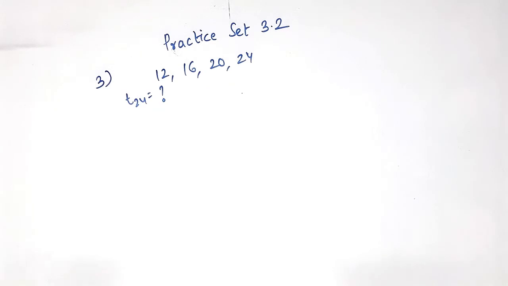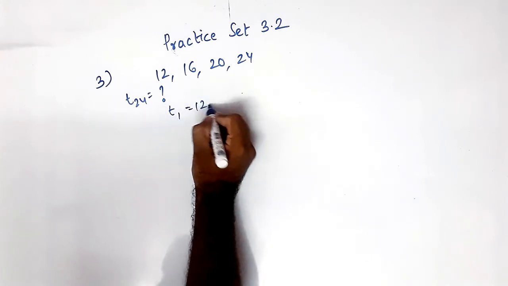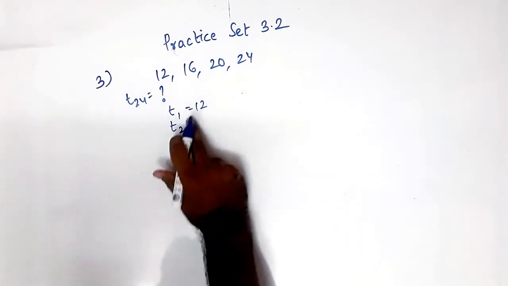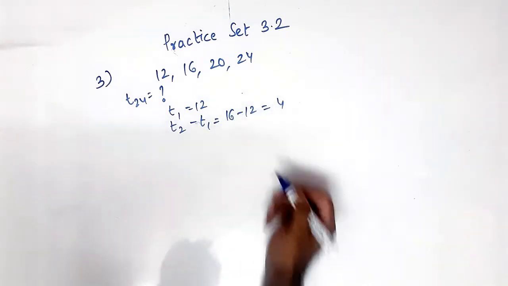So question number 3 is slightly different. What is the difference here? They have asked to find the 24th term of arithmetic progression. Means they have already stated that this is an arithmetic progression, so you don't have to find whether the given sequence is AP or not. So how will you do? First I will find the common difference. T1 is equal to 12. T2 minus T1 is equal to 16 minus 12 equals 4.